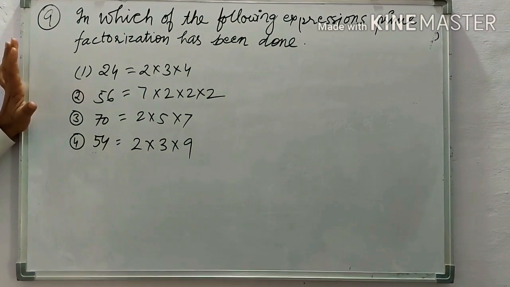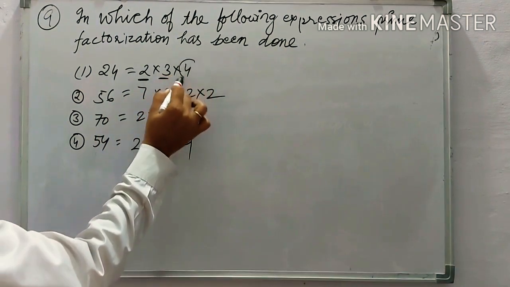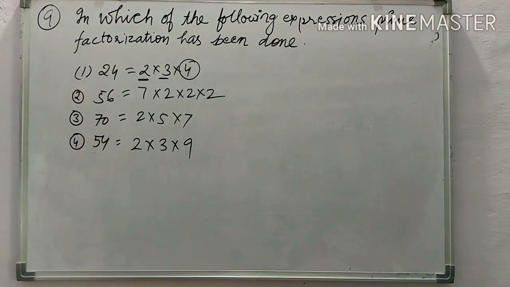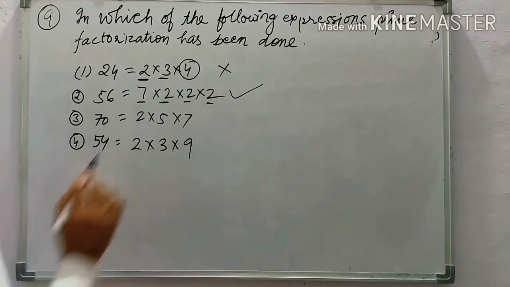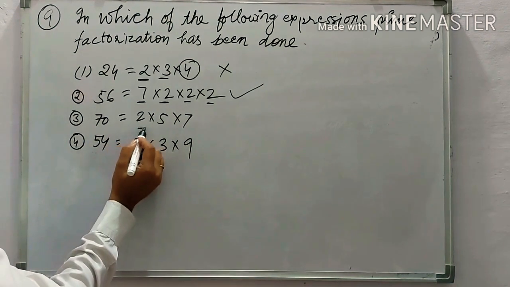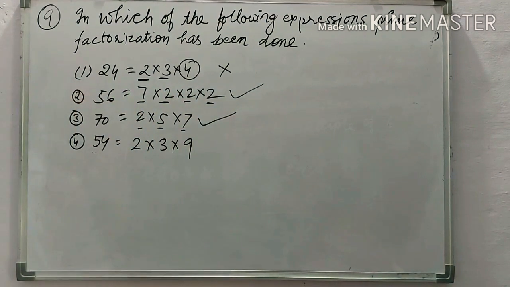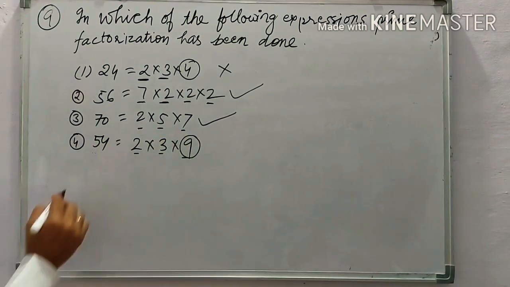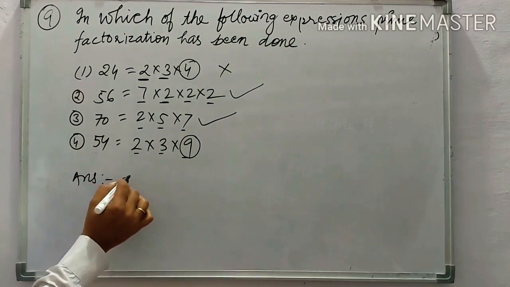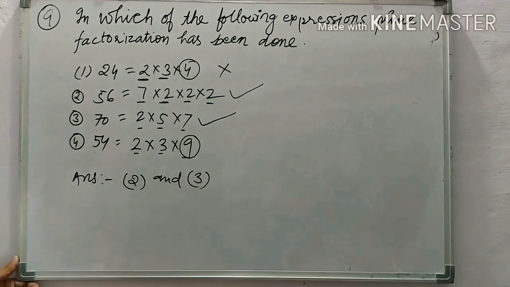Okay, so first we will check 24. 2 is a prime number, 3 is a prime number, but 4 is not a prime number. 4 is a composite number. So the first is wrong. Second: 7 is a prime number, and 2, 2, 2 are prime numbers, so it is right. Third: 2, 5 and 7 are prime numbers, so the third is accurate. Fourth, 54 is 2 into 3 into 9, and 9 is a composite number. So the answer is the second and third.